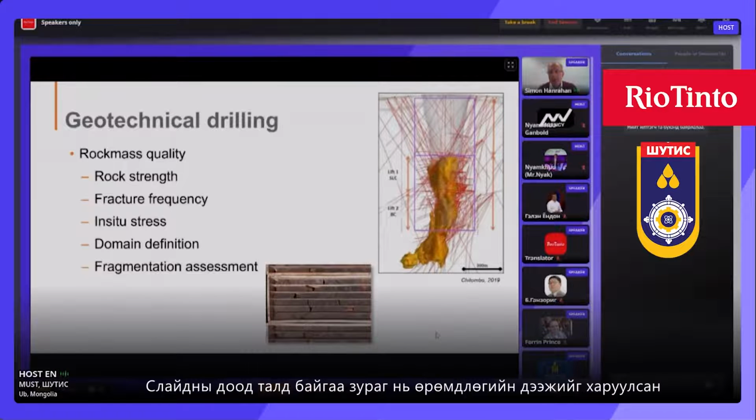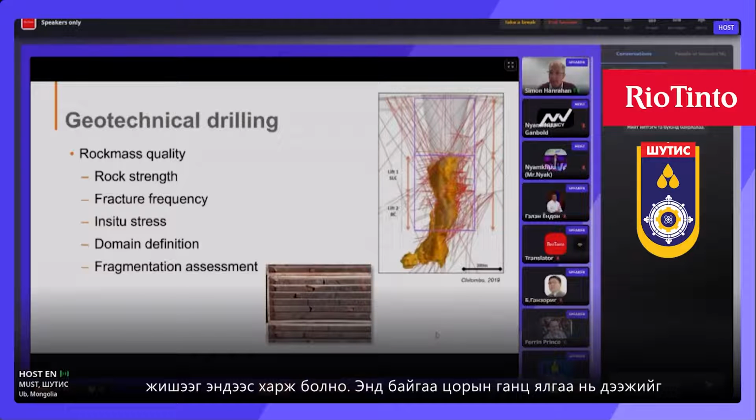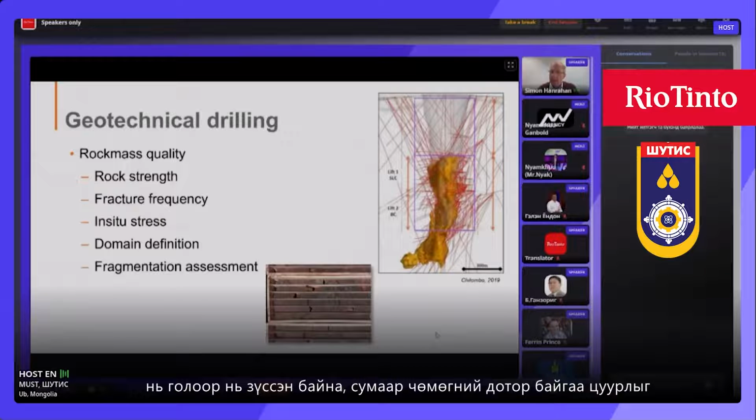The figure at the bottom of the slide is illustrating the core, and here we can see an example of what we'd pull out from one of those holes in the figure above. The only difference here is this core, the circle of core, has been cut in half, but we can see in that core an illustration of fractures, and this goes back to the fracture frequency in one of the bullets there. This is the sort of information we need to gather.